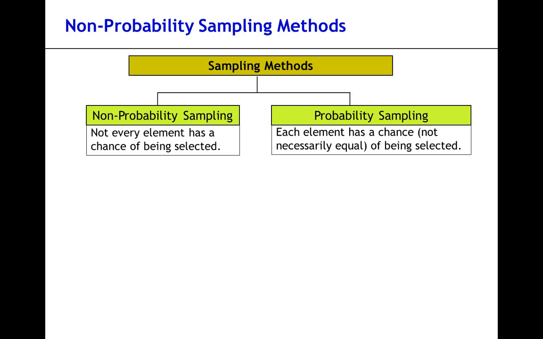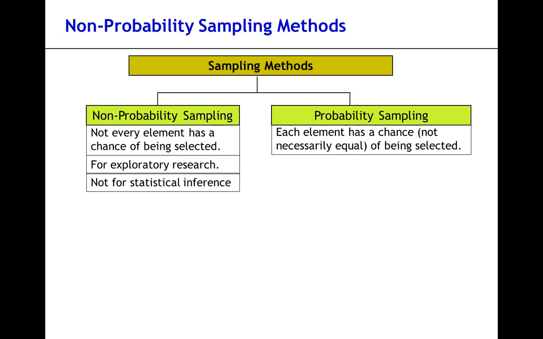Non-probability sampling is usually used in small-scale exploratory research, where the results are not used for statistical inference. Hence, there is no chance of extending the sample result to estimate the population.